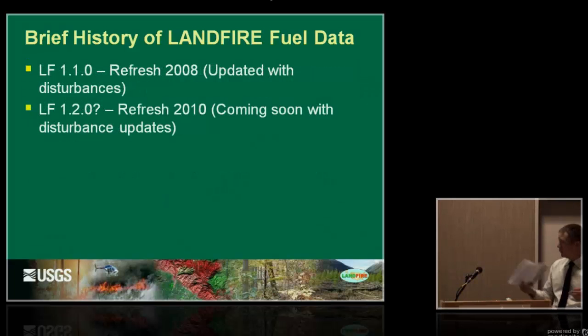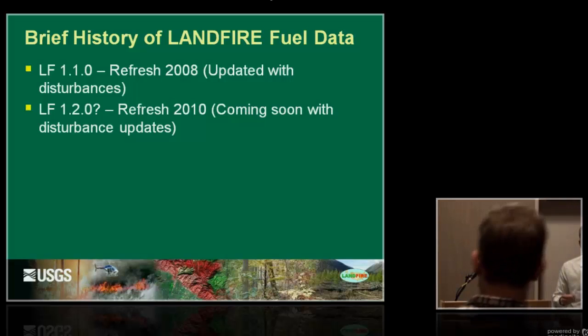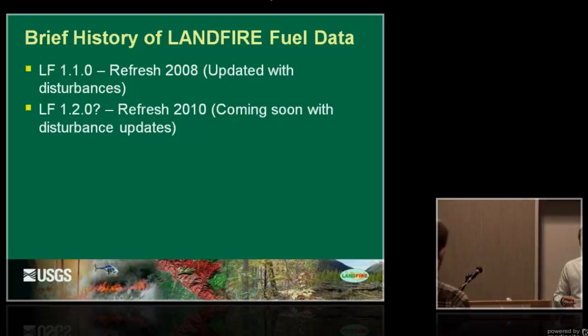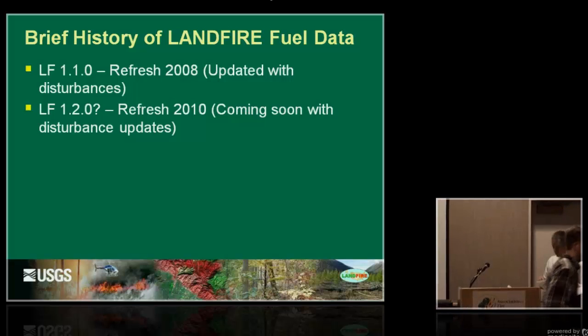And then the newest version that will be coming out, I'm not sure what the versioning number is going to be called, but it's essentially refresh 2010. Coming soon with new disturbance updates with fire and other disturbances up to 2010. Possibly new fuel transitions for certain areas based on changing weather conditions or long-term weather conditions. So possibly we'll have that incorporated in, maybe not, depending on how development goes on that. And I'll talk about that a little bit more in a few slides later.